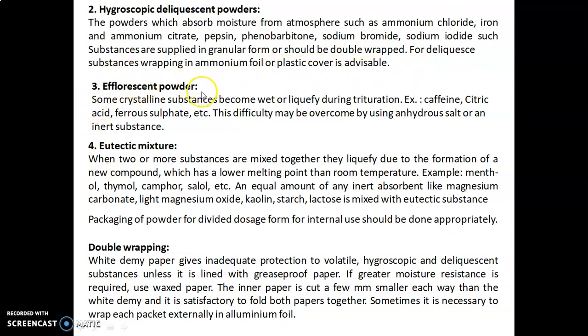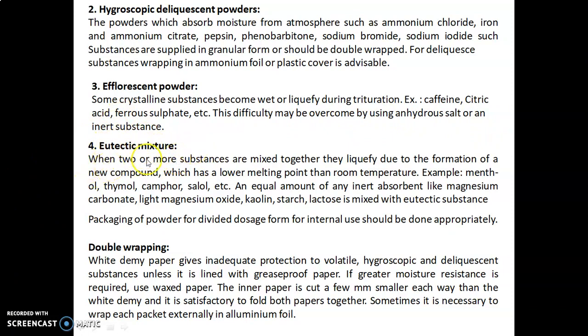Third one, that is for efflorescent powders. Some crystalline substances become wet or liquefied during trituration, for example caffeine, citric acid, ferrous sulfate, etc. This difficulty may be overcome by using the anhydrous salt or an inert substance.